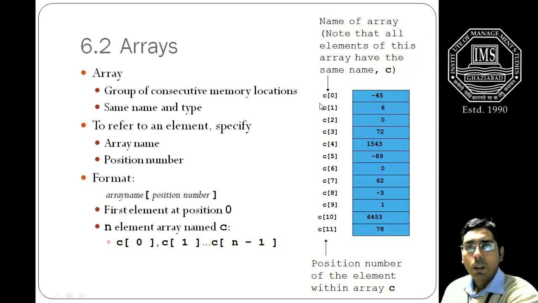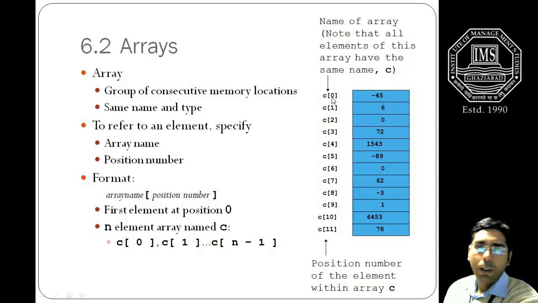So C[0], that is the value at position 0, and that value is minus 45. C[1], the value at the first position of the array C, is 6. The value at the second position of array C is 0, and so on. So here we can see that the name of the array is C, and these are the subscript values or the index values. Array always starts with the position 0 and moves up to the position which is one lesser than the size of the array.